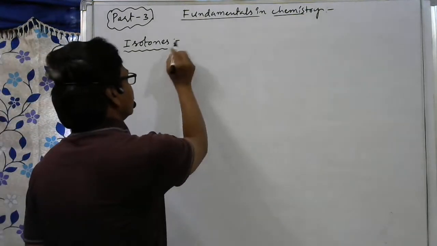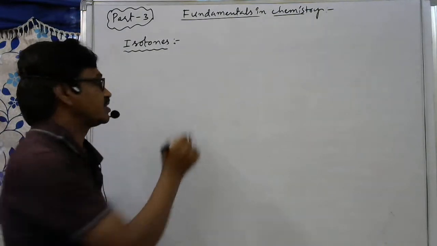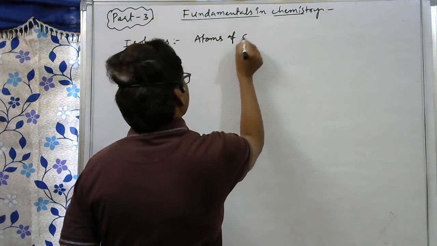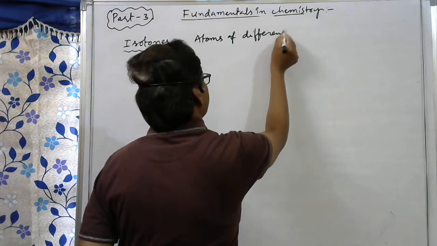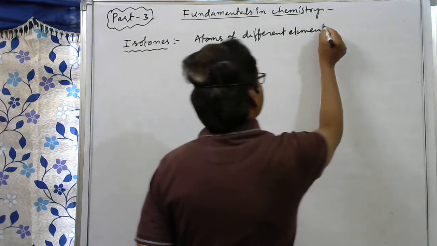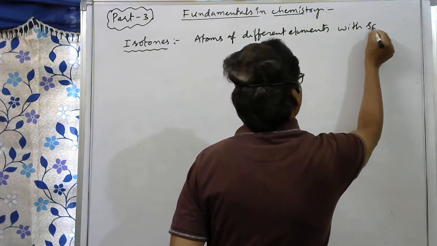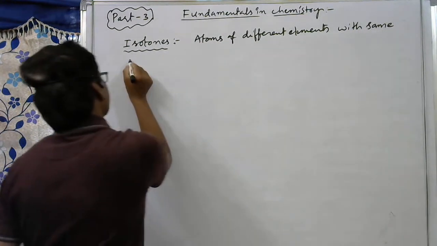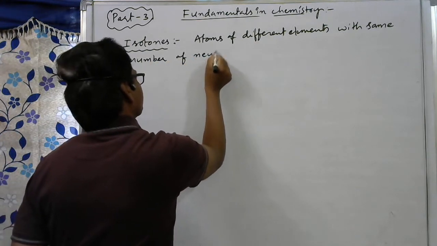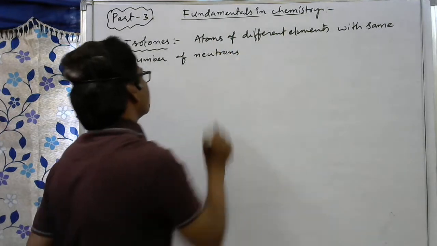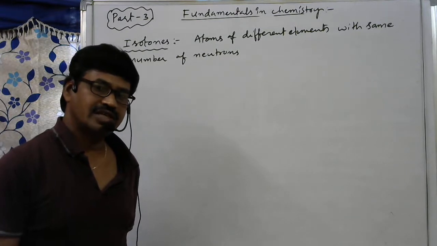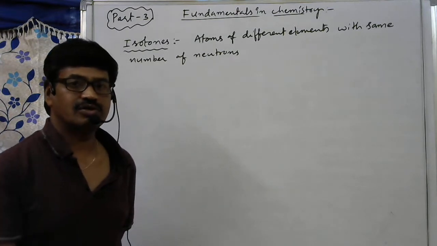Isotones are atoms of different elements with the same number of neutrons. Isotones means they are the atoms of different elements, but those different elements have the same number of neutrons.